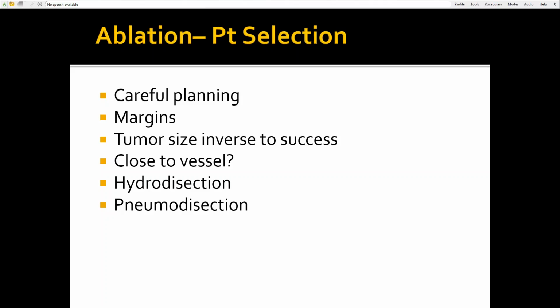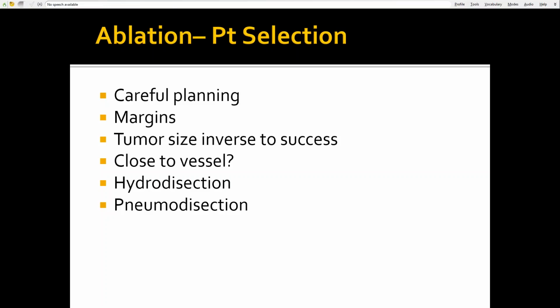Again, in general, you have to plan carefully. You have to make sure your margins are going to be okay, make sure there are no intervening structures nearby. The tumor size is inverse to the success. 3 centimeters in general is a good number. Once you start getting above that, 4 or 5 centimeters, it can be tough to really get a good successful result. You may have to go in a second time to treat tumors.